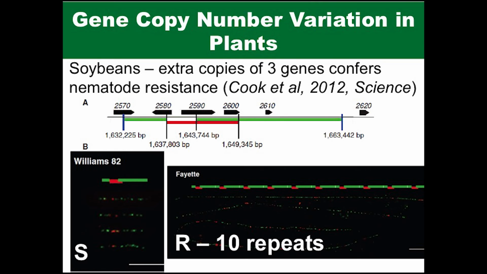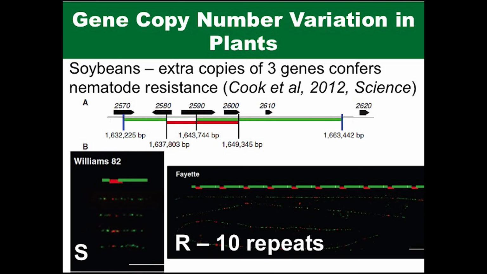This is in soybeans, and these authors were looking at nematode resistance in soybeans. They were able to find out that resistance was conferred when this particular locus that contains 3 genes is duplicated from 3 to 10 times in resistant soybean lines. What you're looking at here is the genome of a nematode-susceptible soybean, and this has this locus assembled as they expect in their reference genome.